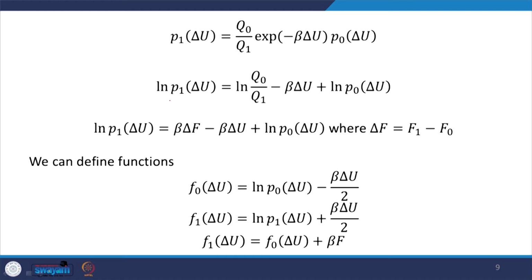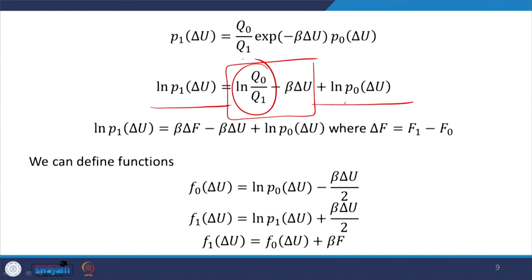So, I can rearrange that and write it in the ln form, and what we have in the middle is ln of Q0 by Q1 minus beta delta U. Now, the free energy is minus ln Q by beta, so beta multiplied by the free energy difference is the first term here, and then you have minus beta delta U, and clearly we are computing the probability densities as a function of delta U. So, delta U's are known to me, this is something we can choose.